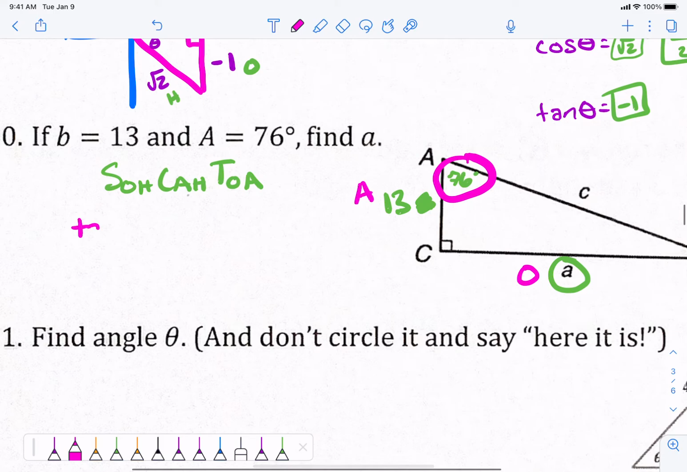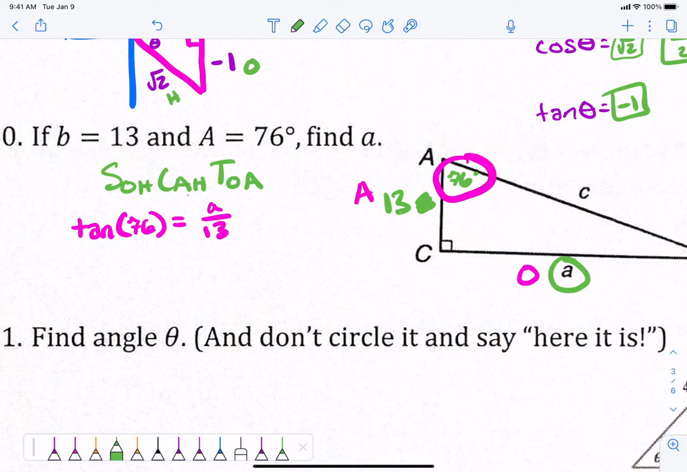Tangent, okay? So we do tangent of 76 is equal to, O comes before A. So it's A over 76. Or no, A over 13, sorry. A over 13. And then multiply the 13 to the other side. So we just do 13 tangent of 76.